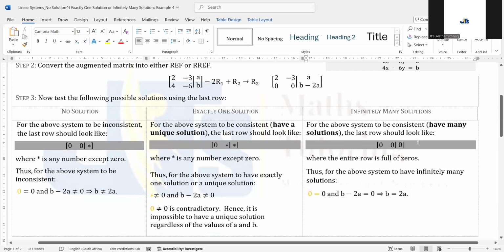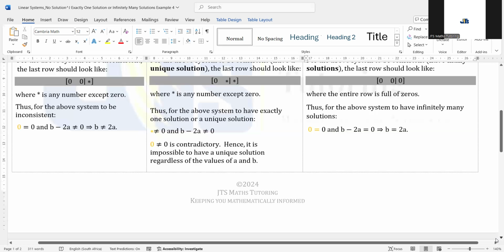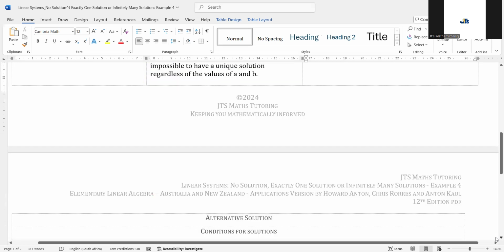All right, let's move on to infinitely many solutions. The last row is supposed to be full of zeros, so it's supposed to look like this. This means that for this system to have infinitely many solutions, B is equal to 2A. All right, I've got another alternative solution right here, at the bottom.